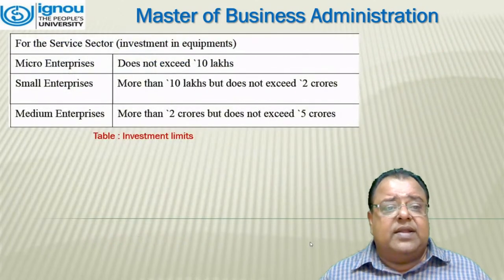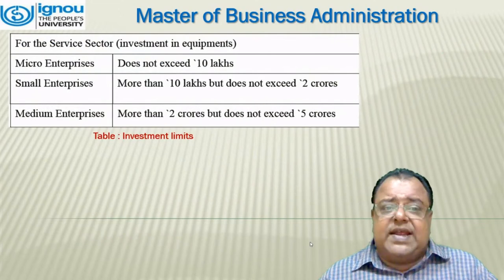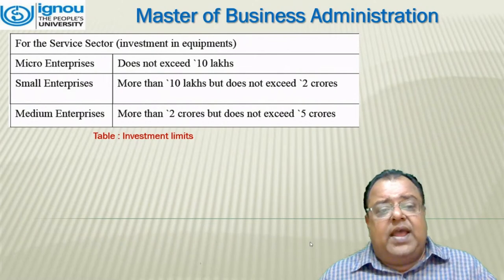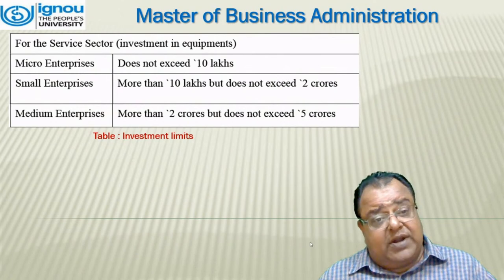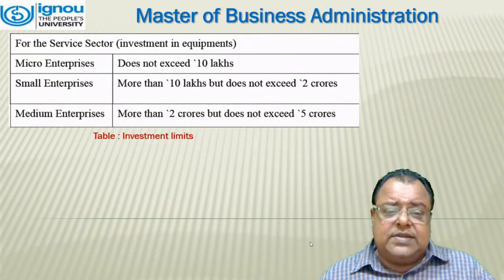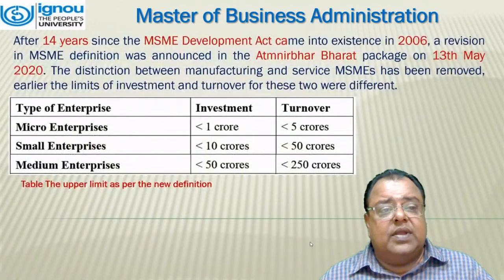And the other sector is the service sector. In that sector, investment will no doubt be beyond the equipment. If we talk in terms of micro enterprises, it should not exceed 10 lakhs. For small enterprises, it is between 10 lakhs and 2 crores. And for medium enterprises, it is between 2 crores and 5 crores.